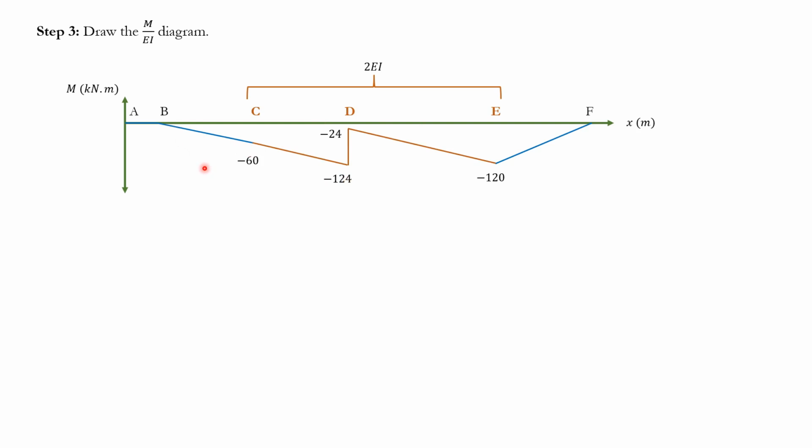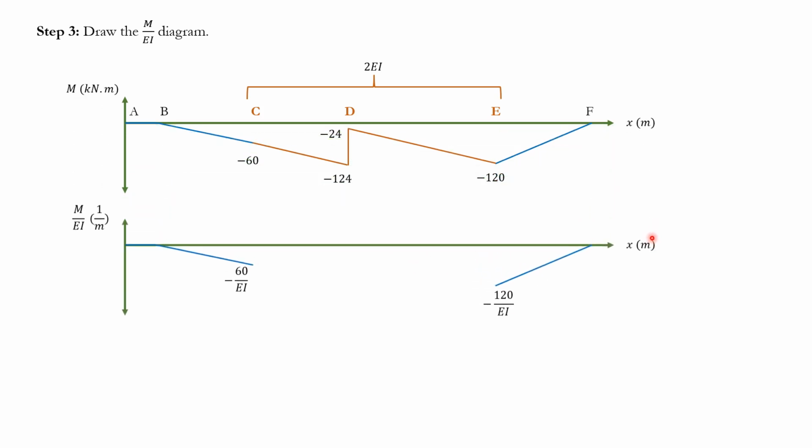I'm going to, again, divide them by EI, but the values are going to be negative 60 over EI, negative 120 over EI for this section and for this section, right? So I'm just going to separate that.